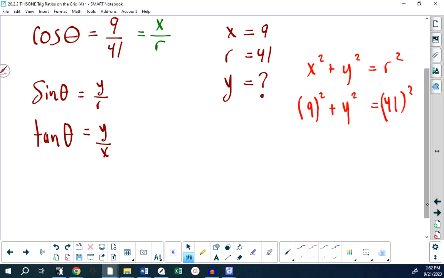1,681. Y squared equals 16. Is that a perfect square? When you take the square root of it, what do you get? Ben? No? Is that not what you, go ahead. You forgot to subtract 9 squared. Okay.